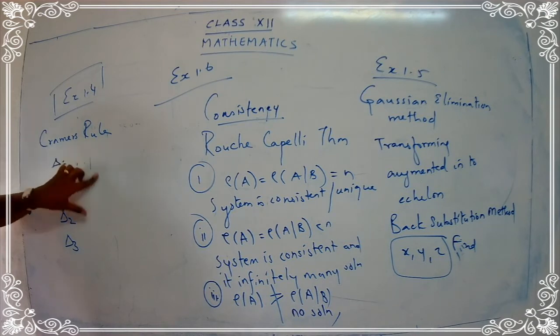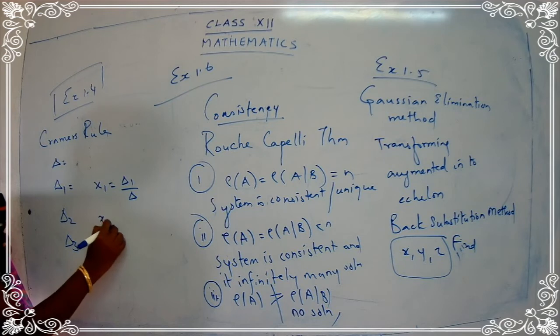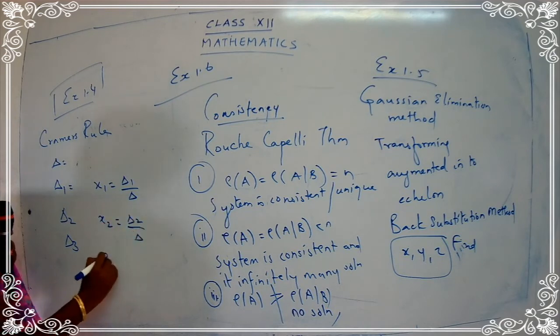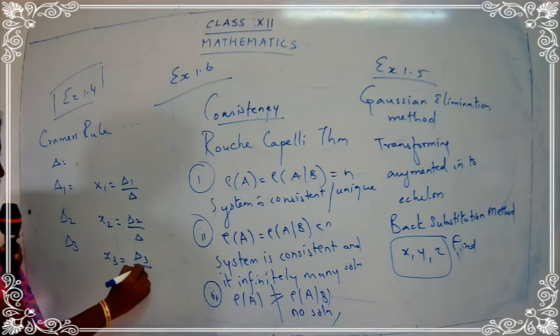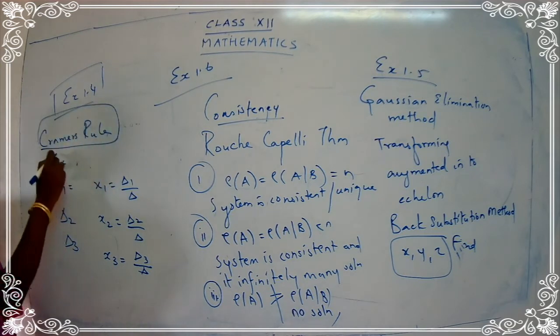So in exercise 1.4 we have studied Cramer's rule and how to find delta 1. First of all you have to find delta 1, delta 2, delta 3, and after that you have to find the values of x1, x2 and x3. So x1 is delta 1 upon delta, x2 is delta 2 upon delta, and x3 is delta 3 upon delta. If you refer to your sums, you will get an idea of what we have done in Cramer's rule.